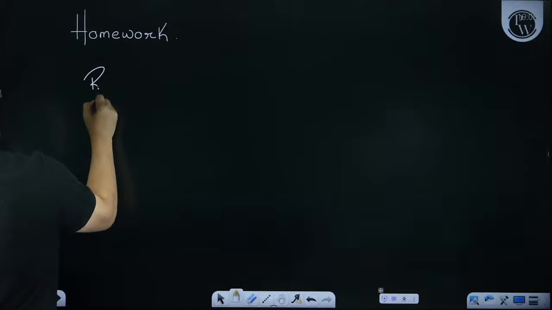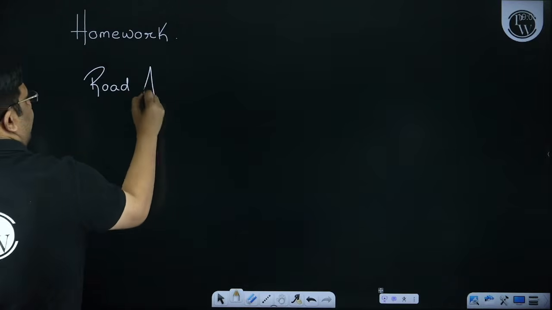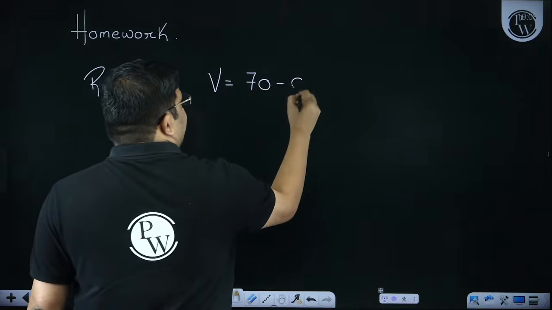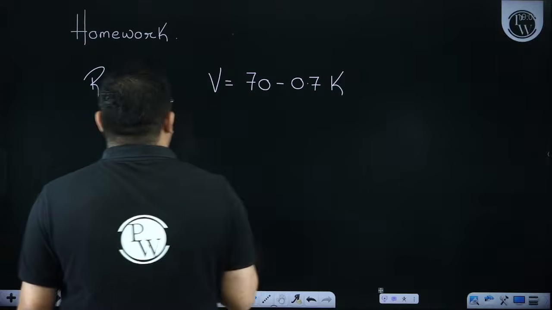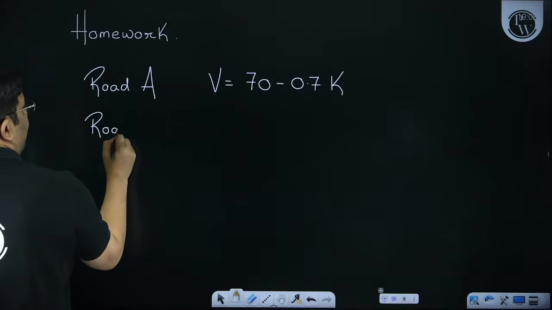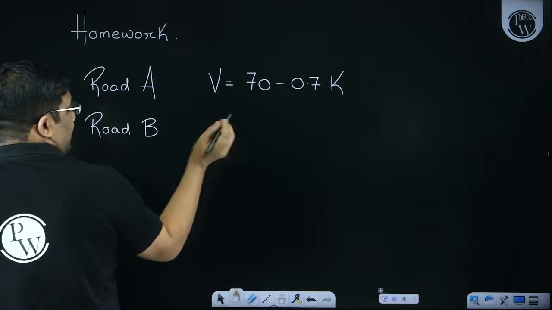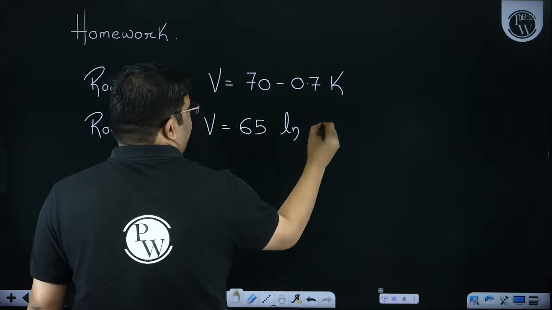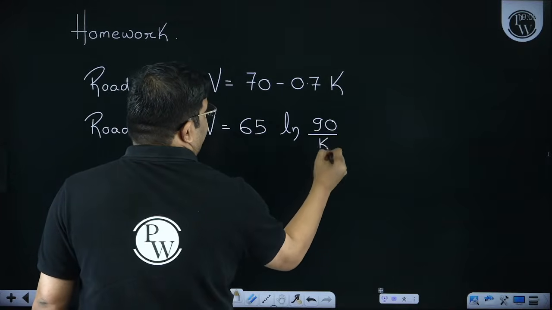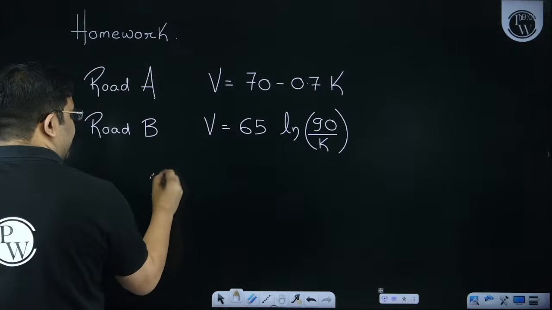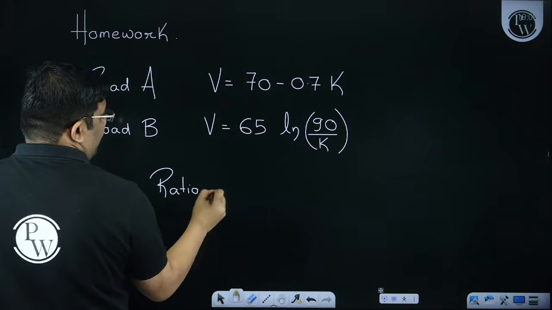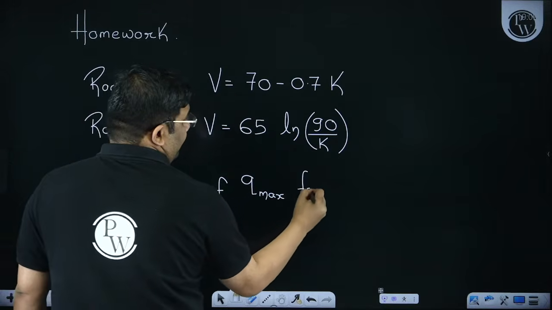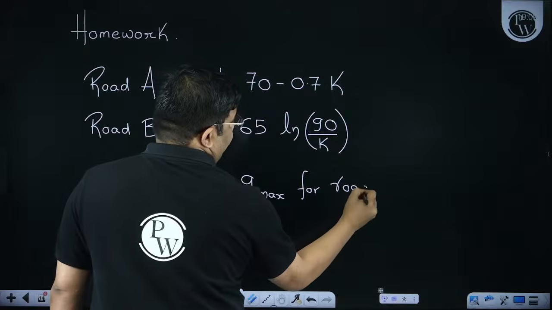Okay, suppose we have a road A. The road A is following the Greenshields model, so V is equal to 70 minus 0.7K. And suppose road B follows the Greenberg model, so the logarithmic model, and suppose this is equal to 65 ln 90 by K. Now my question is the ratio of maximum flow for road A and B.